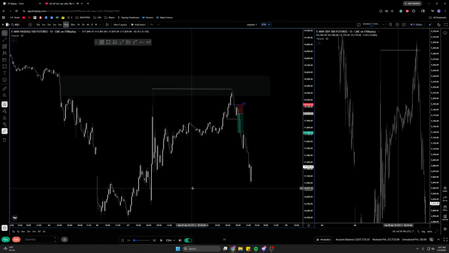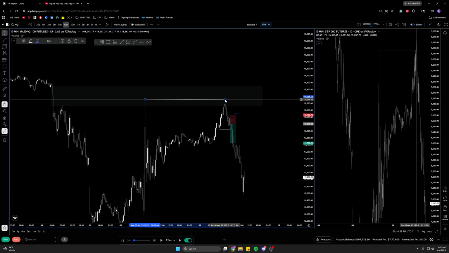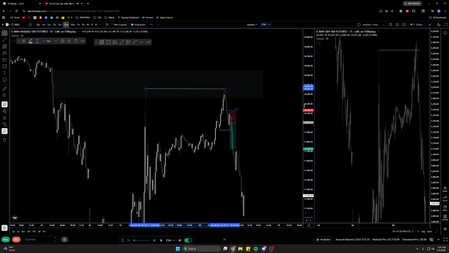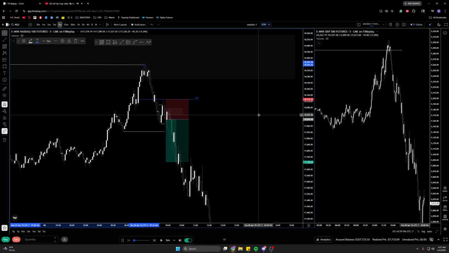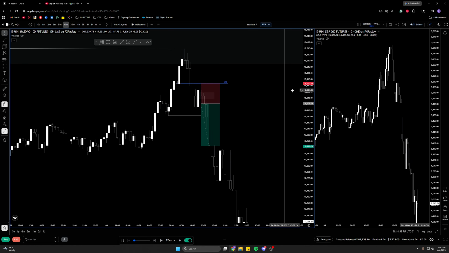Higher time frame, very high up in premium. Looks like ES did the manipulation for us. We formed an SMT. We failed to take out this high by literally a point. Higher time frame PD array resting here. 15-minute change in the state.